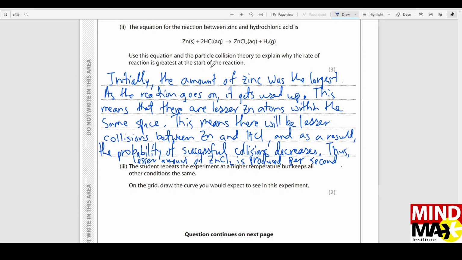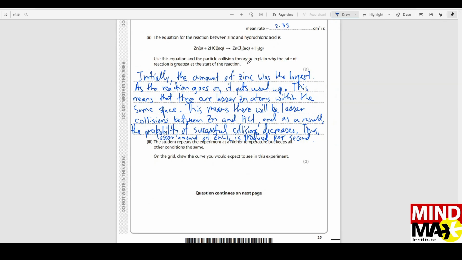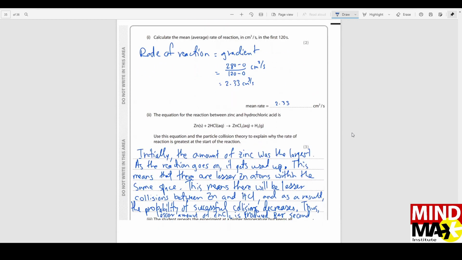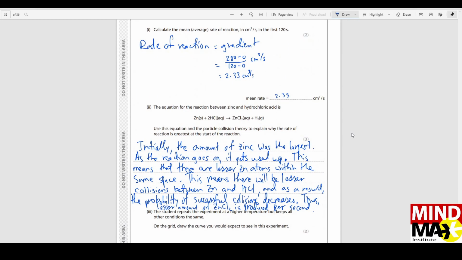Then use this equation and the particle theory to explain why the rate of reaction is greatest at the start of the reaction. What happens at the start of the reaction between zinc and hydrochloric acid? Zinc is large in amount because that's the start of the reaction. You have it in plenty. But as the reaction goes on, it gets used up. This means that there are fewer zinc atoms within the same space. Previously, within the same space, there were more zinc atoms. As the reaction progresses, you have fewer zinc atoms available within the same space, meaning there will be fewer collisions between the zinc and hydrochloric acid.